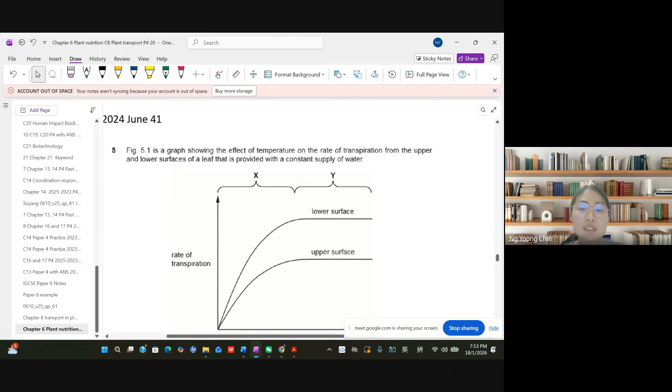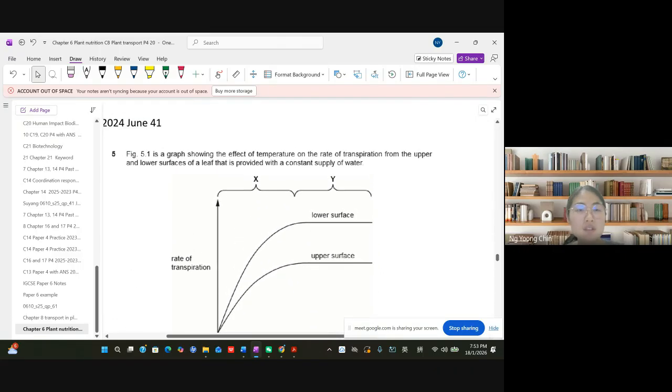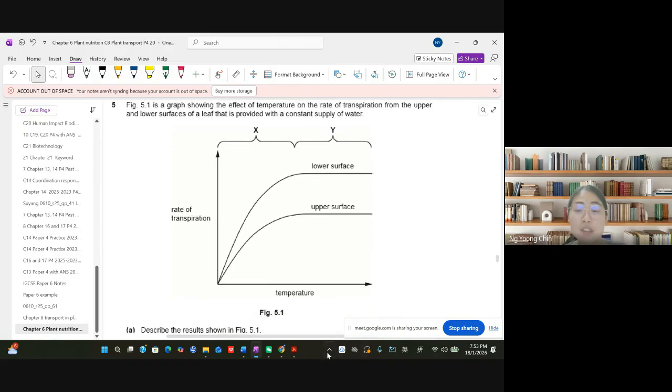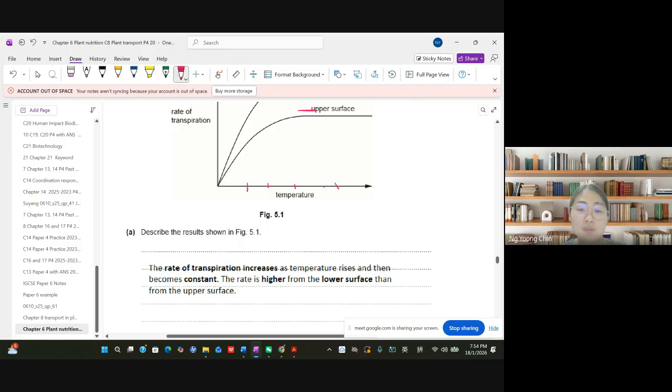Okay, and then for this one, is it in chapter 6 or chapter 8? This talks about the temperature. I think this is in chapter 6. What kind of factor will affect the rate of transpiration in the plant? So here is the temperature, increasing. But the rate of transpiration initially will increase, but will reach a plateau stage. So describe the result. Result. Not explain, describe it.